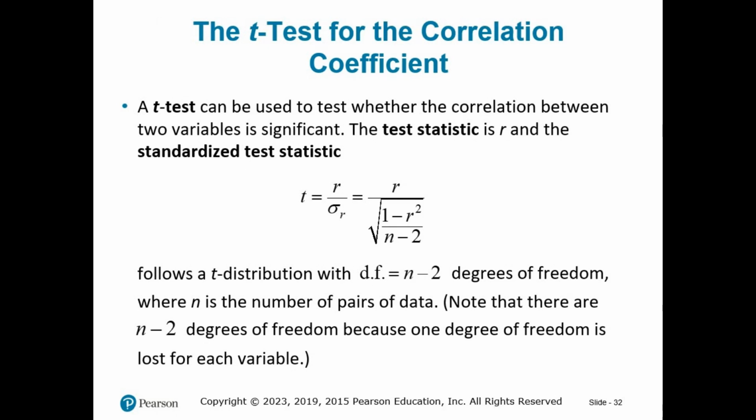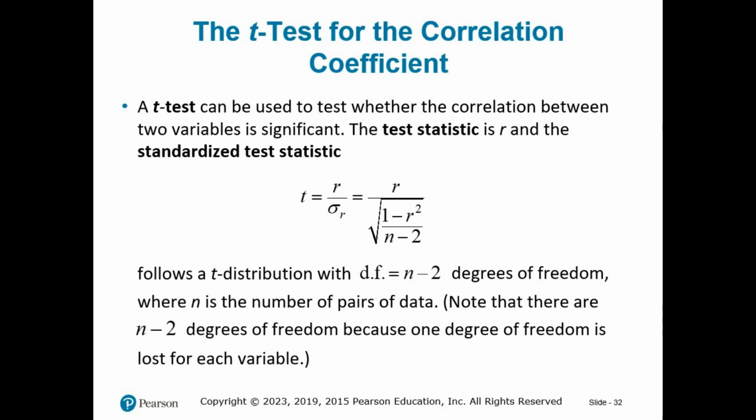The test statistic is R, and the standardized test statistic T is found with this formula using R. T equals the ratio R divided by the square root of the ratio 1 minus R squared divided by n minus 2. If you'll remember, we said that degrees of freedom are lost with each identified variable. And we're dealing with an ordered pair here, so two variables. And n is the number of ordered pairs you're working with.